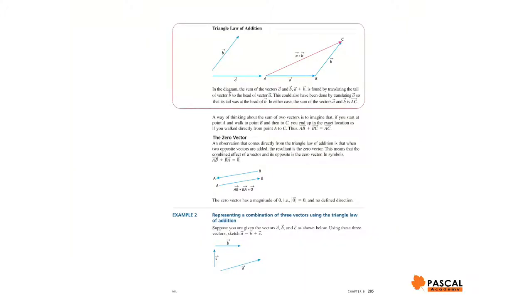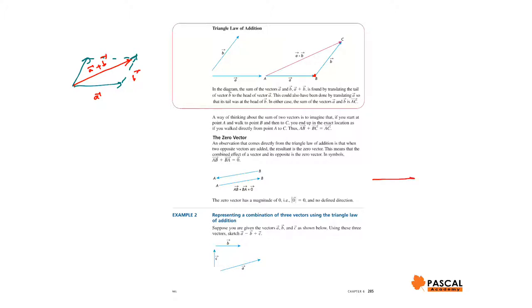There is another method to find the addition of two vectors. When the vectors are in tail-to-tail position, we call it the parallelogram law of addition. The addition of two vectors A and B is A plus B. When they are tail-to-head, then the addition of vector A and vector B is vector AC. The tail of the addition is the tail of the first one, and the head of the addition is the head of the second one when they are in head to tail.